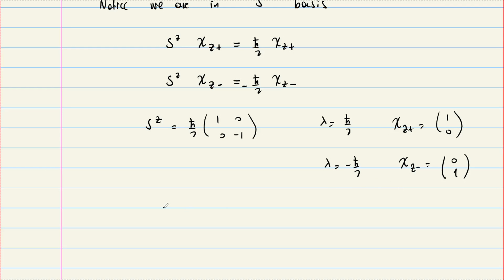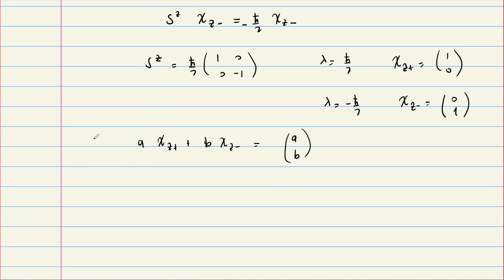And the most general state, something like A chi z plus plus B chi z minus, in this basis becomes the column vector A, B. That's convenient. And the meaning of this is, let's call this state chi. Chi without any subscript is the most general state in my Hilbert space. And A and B are complex numbers.